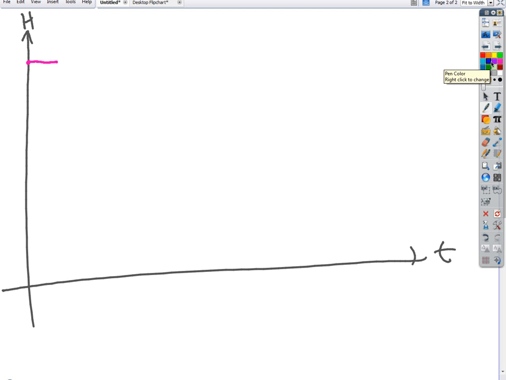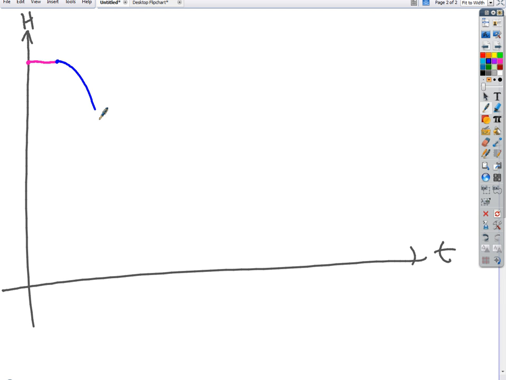The second part might look something like this. From this point, it looks something like that, doesn't it? Do you see why? Look what's happening. As time passes, the rate at which he's losing his height is increasing. He's losing height faster and faster. So the line gets steeper. Isn't that cool?